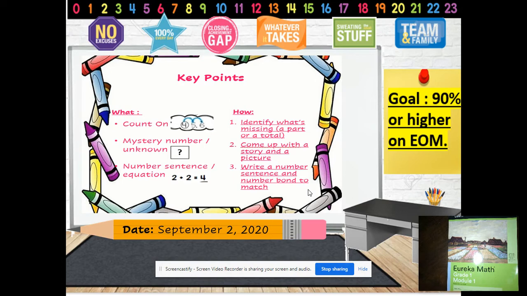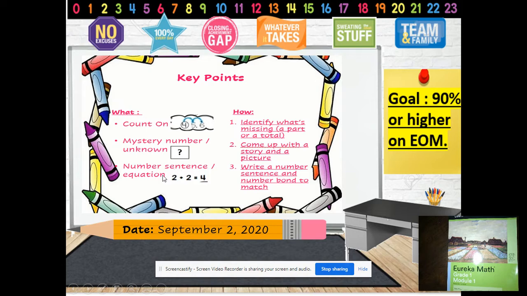Our key points. What do you need to know in order to be successful? Well, you need to be able to know how to count on. And here you have an example. We also need to know what a mystery number or an unknown number is, which is the number that creates a change, right? The number that we do not know that we're solving for. And then we also need to know what a number sentence or an equation is.